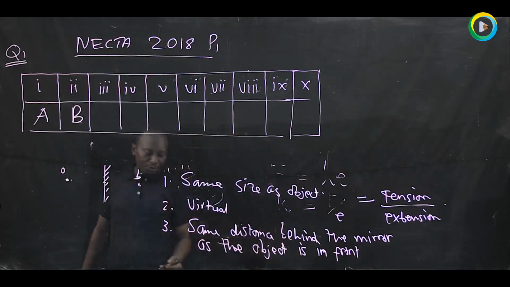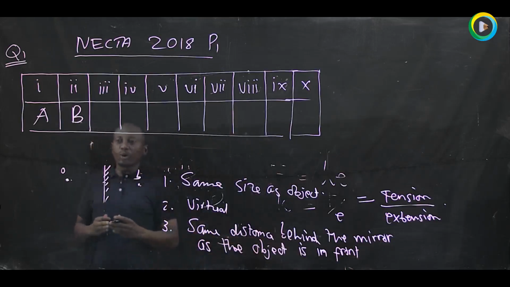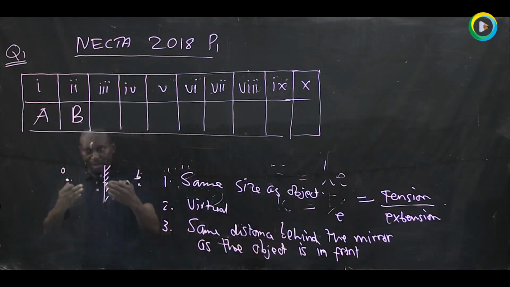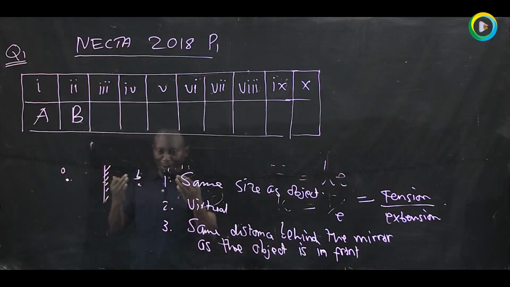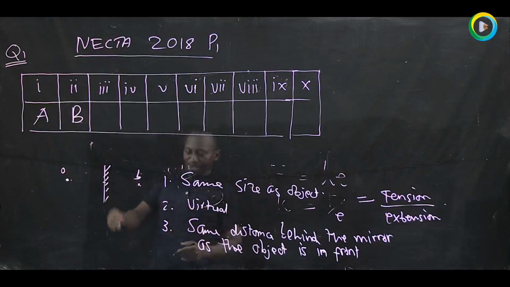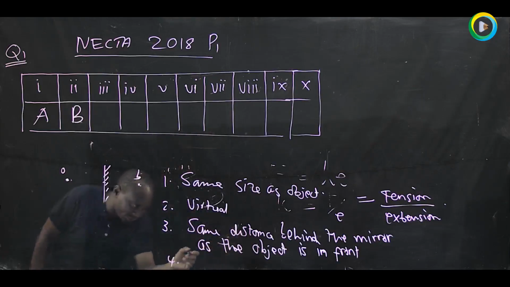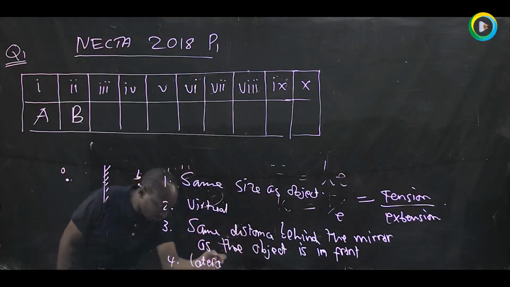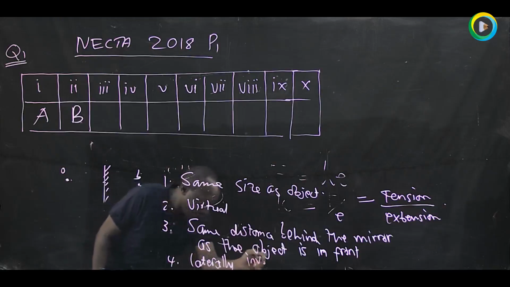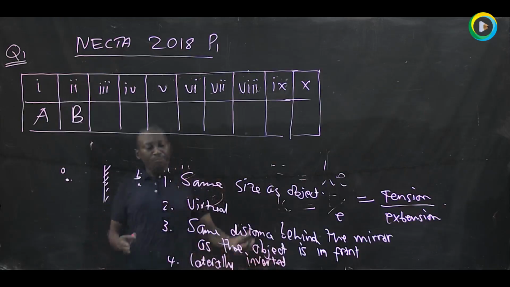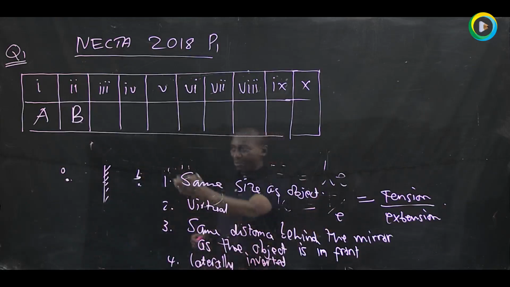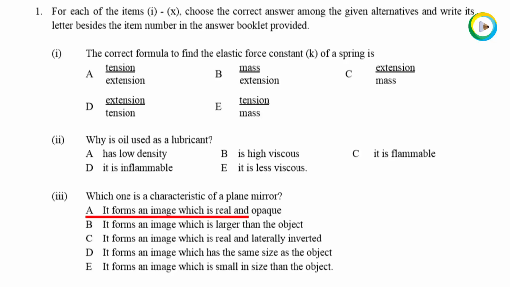Characteristic number 4 of the image formed in a plane mirror: the image is laterally inverted. If you look at the mirror, your image will face you. The right hand side of you will appear on the left hand side. We can say that the image is laterally inverted. This is characteristic number 4.